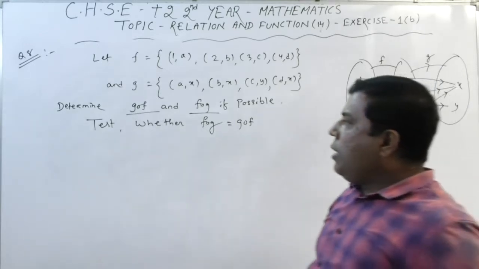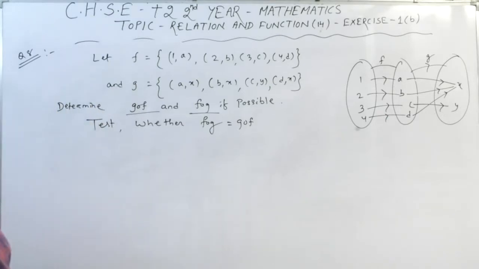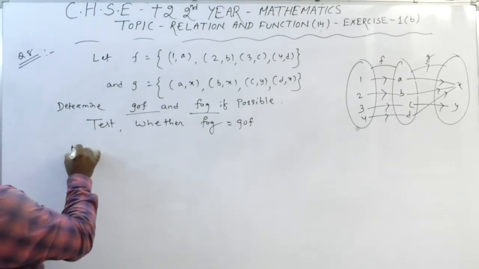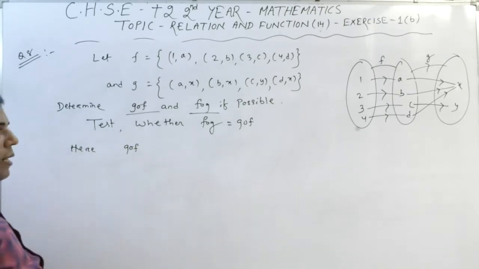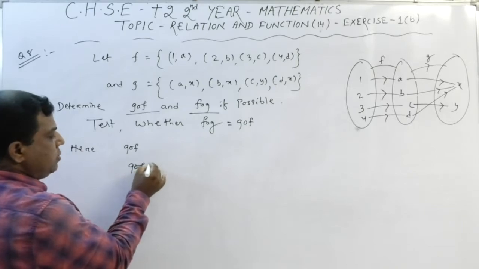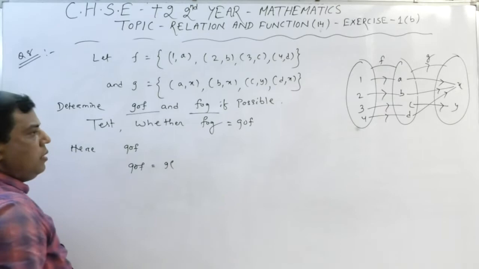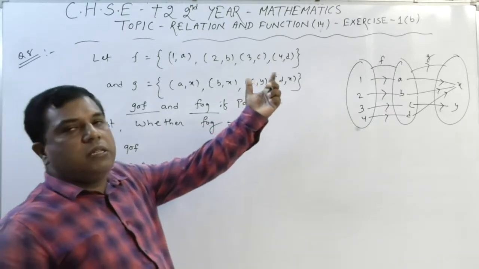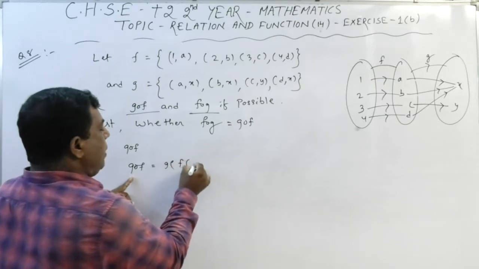Okay, so in that case we have to find g of f. So you see here, g of f is what we have to write down. You know g of f of x means g is operated on the range elements of f, so g of f of 1.